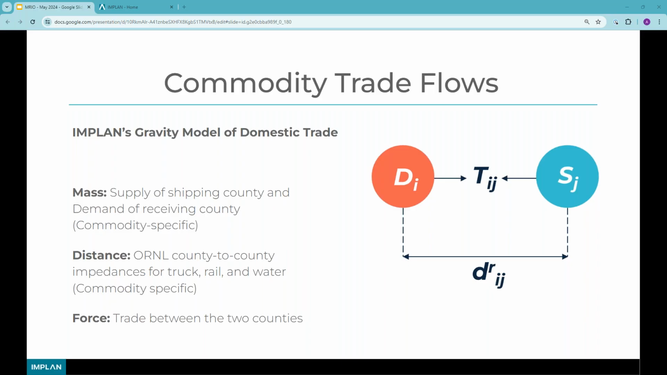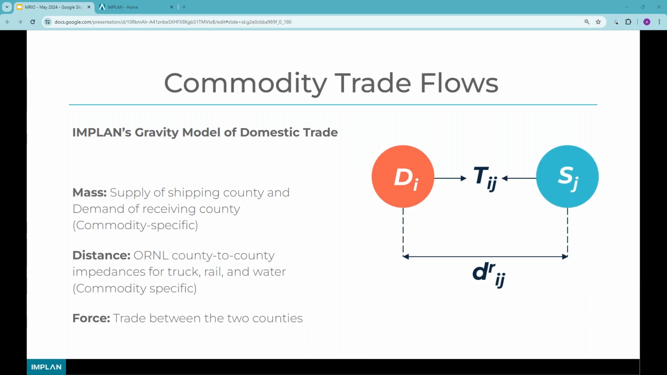So just for a quick example here, let's just say that of all the grain produced in Waukesha County, Wisconsin, 10% of that grain is going to go to the demanders of grain in, say, Sheboygan County, Wisconsin, right? That is a data point that you would find from this trade flow estimation.